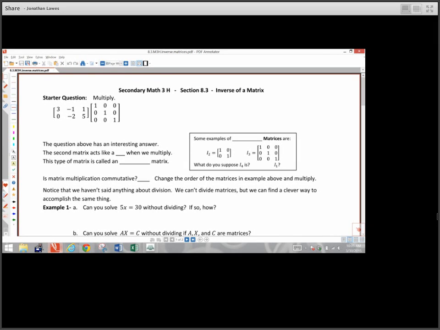So let's do this. Solve each system using a matrix equation. Let's do this one right here. By the way, does this look familiar? This is the same one, right? 1, 1, 1, negative 1. This is x, y, and this is 8, 4. There's our matrix equation.